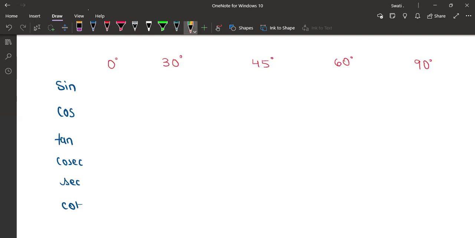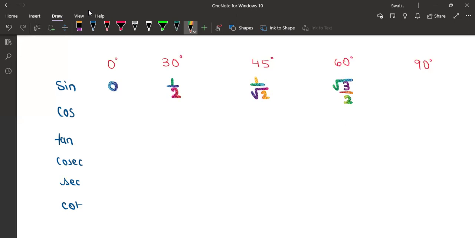Okay. Now, if you remember the trick, let's see. For the sine values, I had asked you to remember only those. So tell me, for sine 0? 0. Very good. Sine 30? 1 upon 2. Very good. Sine 45? 1 upon root 2. Sine 60? Root 3 upon 2. Yes, root 3 by 2. And what was sine 90?